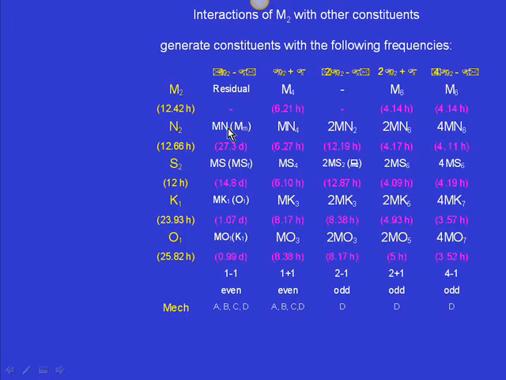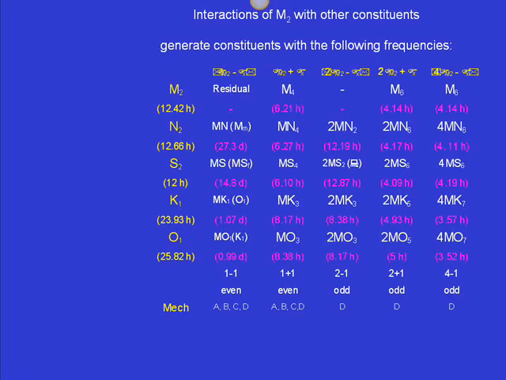And so that's the modulation. And the distortion will cause a compound tide called MN4 that has a period of 6.27 hours. Notice that it's very difficult to distinguish between the M4 and the MN4 because they're both 6.2 hours. They arise from the distortion of the semidiurnal with another semidiurnal. So that's why they're so close to each other.